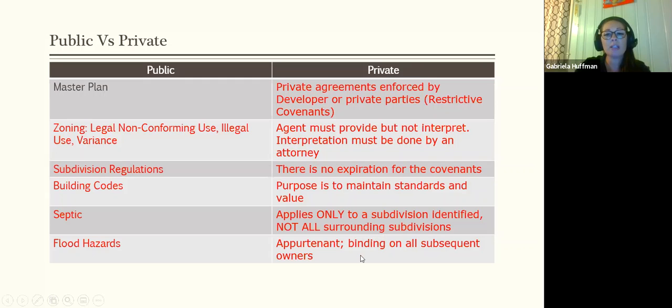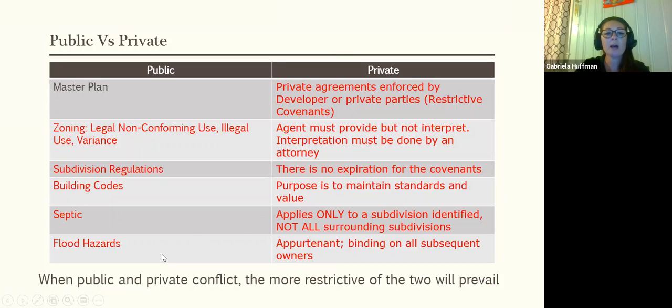And restrictive covenants are appurtenant. We learned that appurtenant means goes with, so it goes with the land. So each new or subsequent owner needs to abide by these restrictive covenants. Keep in mind, when public and private conflict, the more restrictive of the two will prevail.